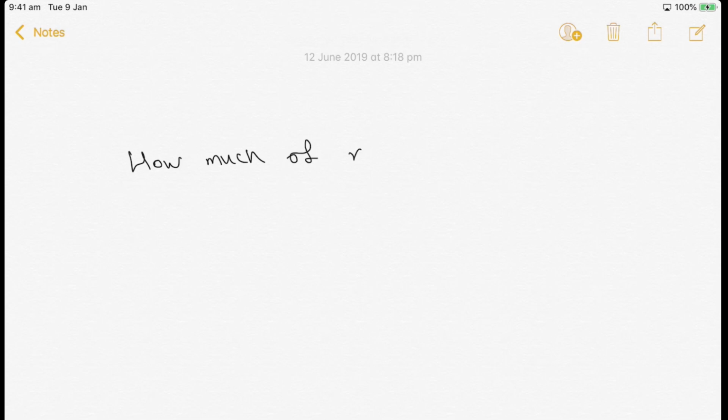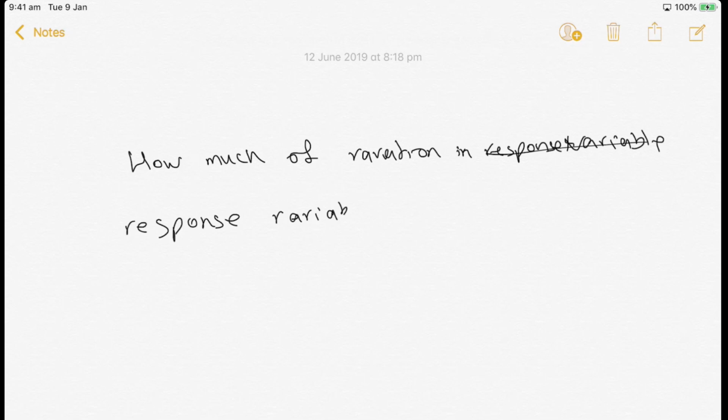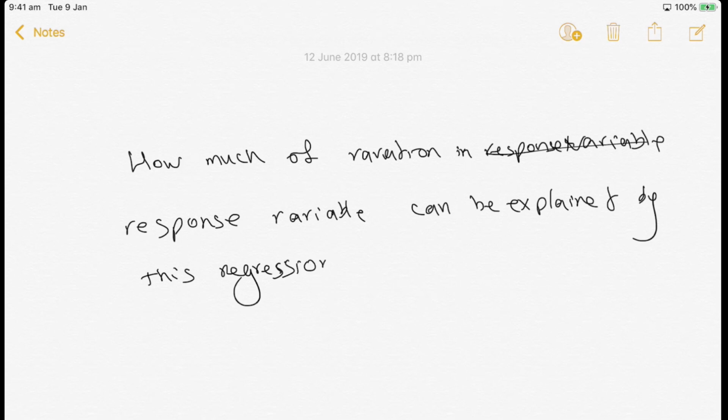R square tells us how much of variation in y, how much of variation in response variable can be explained by this regression equation or model. That's what we are looking for, okay?